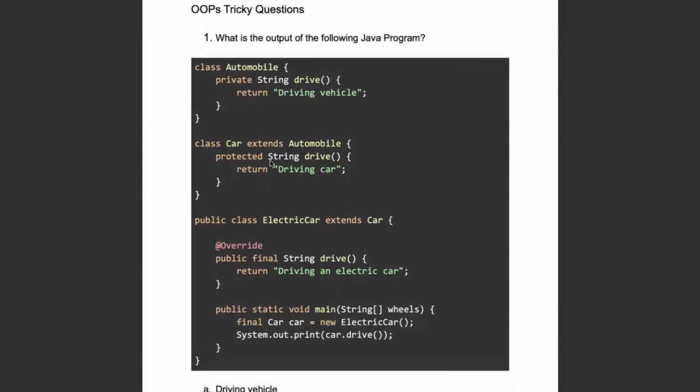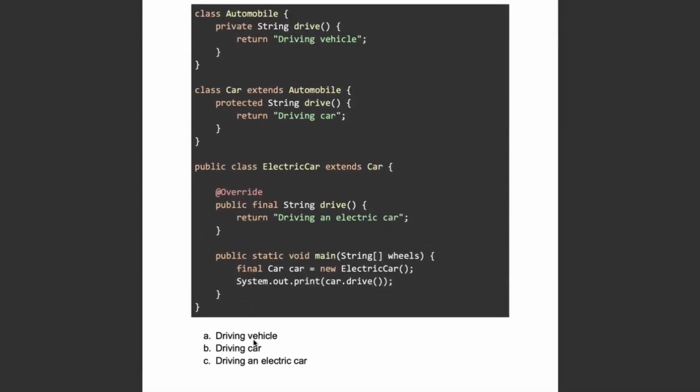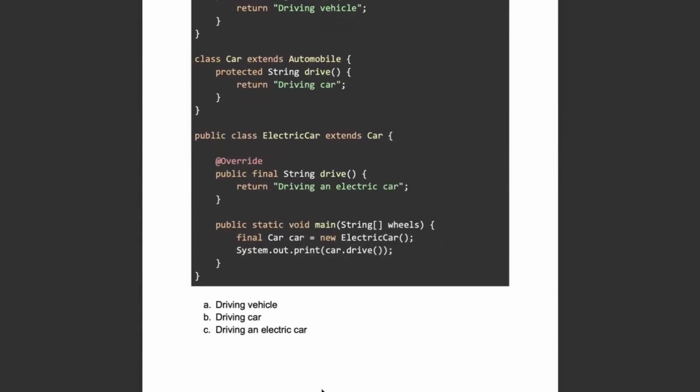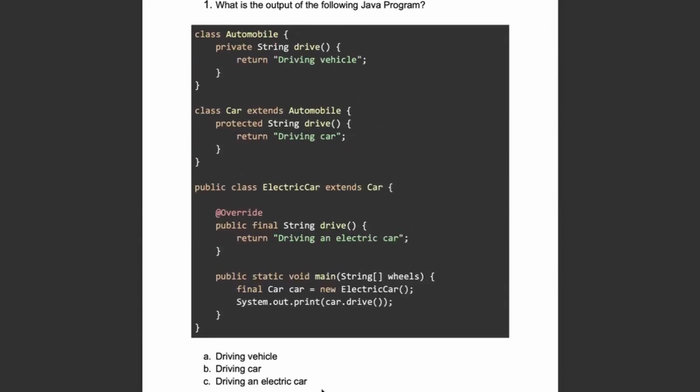Okay? Just take a look at these variables also. What are the access modifiers? I will tell you in today's class, when overriding, what are the rules for access modifier? Okay, we will see in one example. Okay, so options are A, driving vehicle, what will be printed? B, driving car. C, driving an electric car. D, compilation error. Will it compile first? First thing you have to check is whether the code will compile or not.